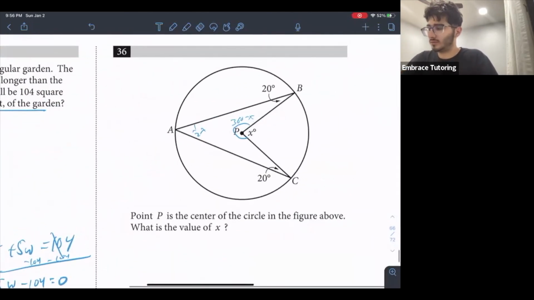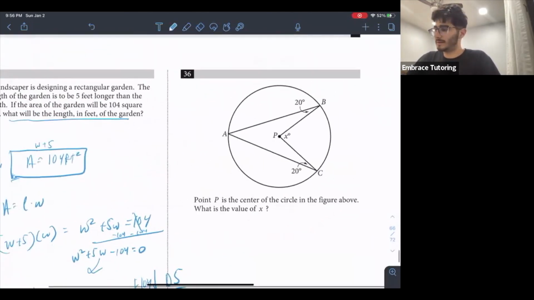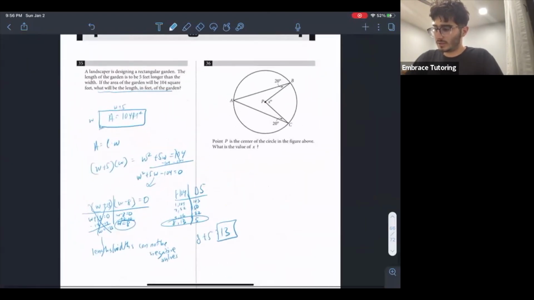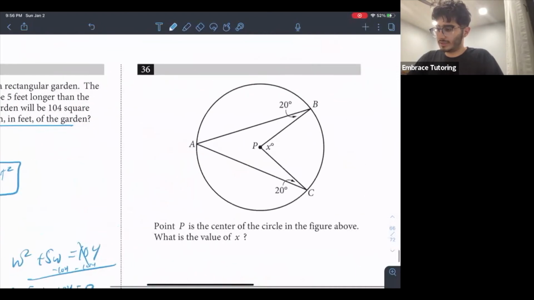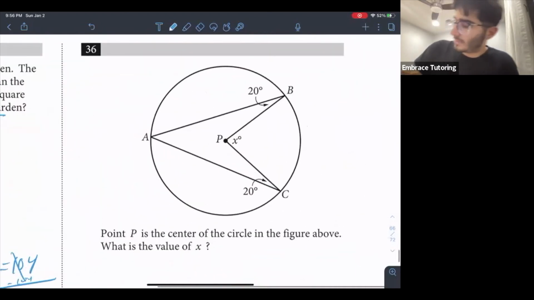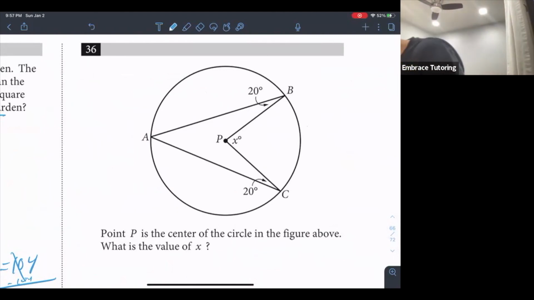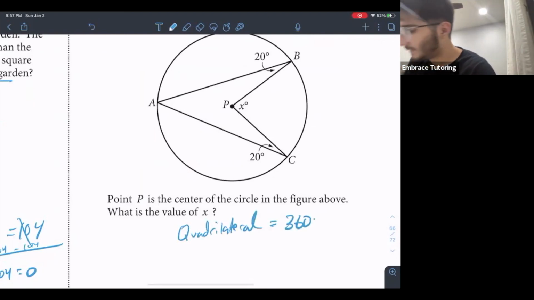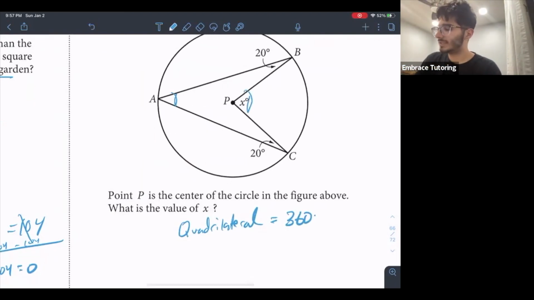Question 36. Point P is the center of the circle in the figure above. What is the value of X? For this type of problem, you have to realize that you make a quadrilateral, because you're looking for the value of X, and a quadrilateral has 360 degrees. So this is X, right?